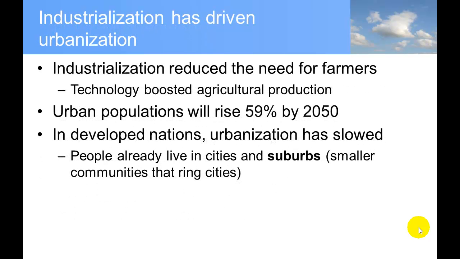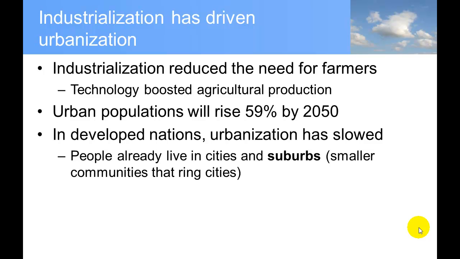Industrialization is one of the factors that has driven urbanization. With industrialization, there was less need for farmers. Once we had tractors and other mechanizations, we could cultivate as much land using fewer workers as ever before. So people left the farms. They've moved towards more urban areas, more towards cities and towns, looking for work there.